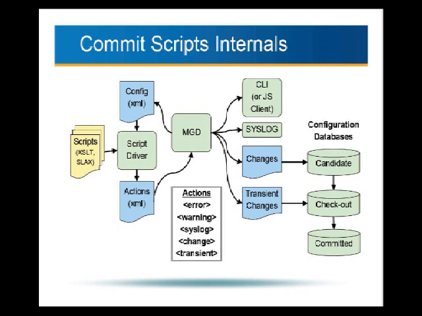For commit scripts, what's happening is at commit time, your configuration is generated as XML. It's passed to your script. Your script is written in a language called XSLT, which is the W3C standard for XML to XML transformation. So you're getting XML in, that is the configuration, and you're generating actions on output in XML form. And those actions are then evaluated and performed by the management daemon.